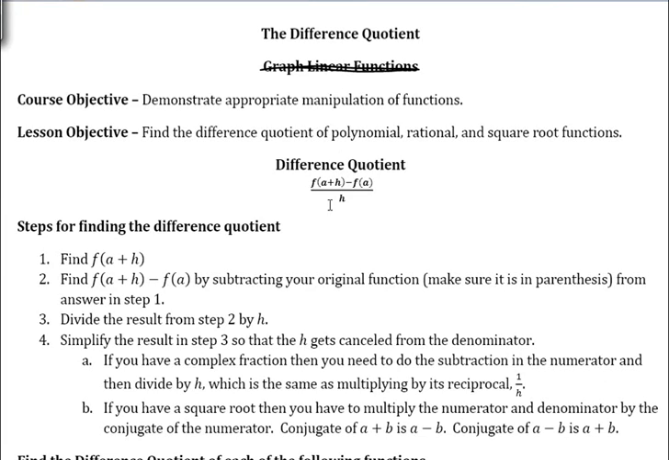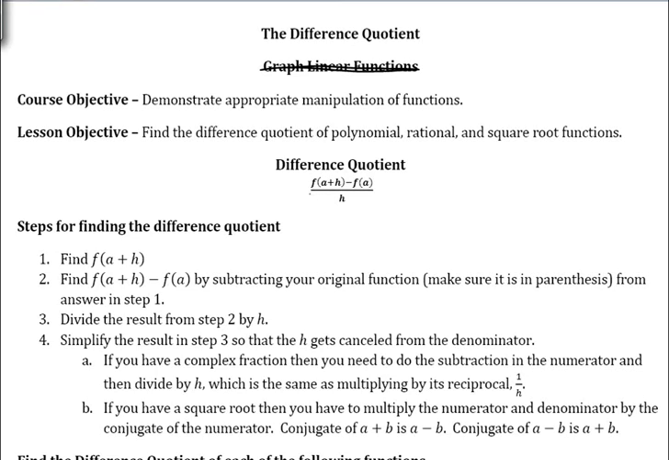This lecture is about the difference quotient, so we're going to take a look at how to find the difference quotient for different types of functions. You can do this operation all in one step, or you can break it down into 4 different steps. I'll be doing it by breaking it down into steps, but if you'd like, you can do it all at one time as well.